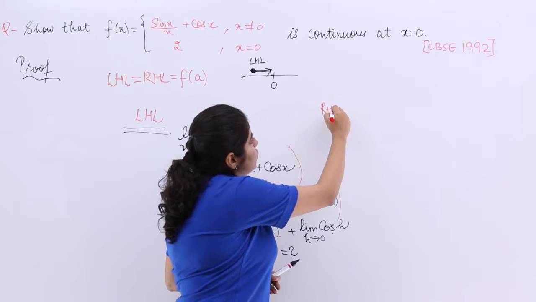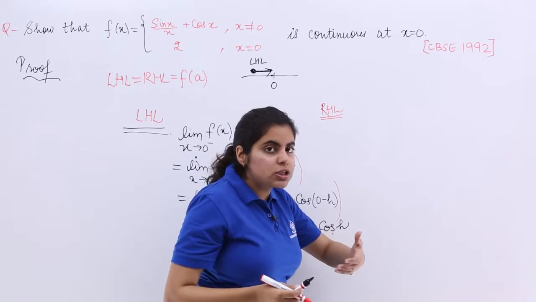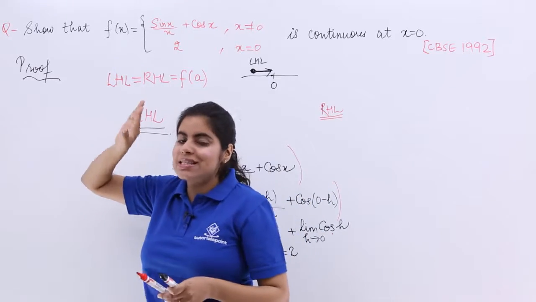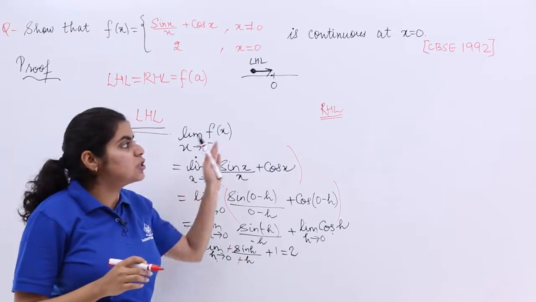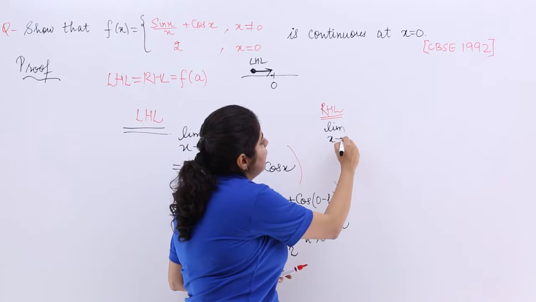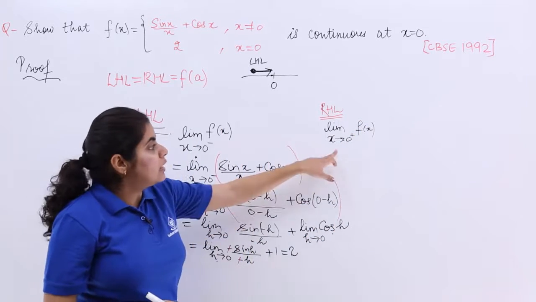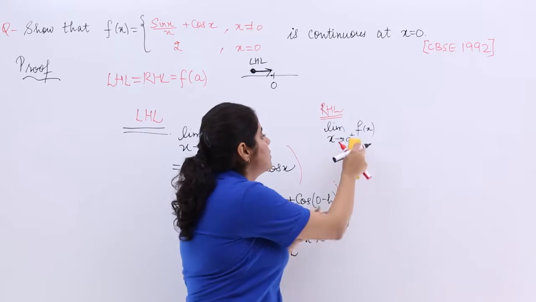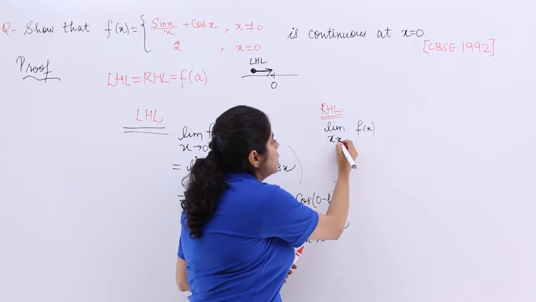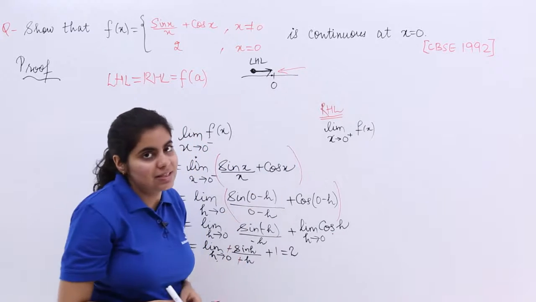What about the value of RHL? Since we have to prove for continuity, we have to take LHL also, RHL also, and the value of the function also. Again, when x is not equal to 0, I can take LHL also and RHL. Scenario is almost similar, but this time we have x tends to 0 positive and f(x). And what is 0 positive? 0 positive basically means that we have something slightly greater than 0. We are approaching 0 from the right hand side this time, right?